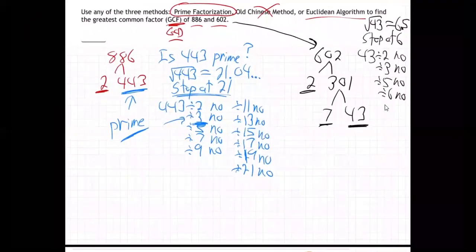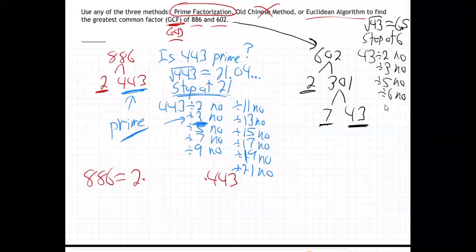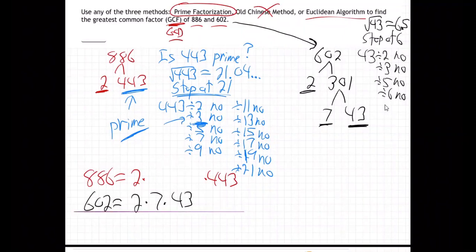Let's write them down here and line up their primes. So 886 is 2, and then it's got like a 443 way down there, you know, for lining up. And then the 602 has a 2, and it's got a 7, and a 43. So there we go. Let's line things up now with some lines here. And let's find the GCF or GCD.